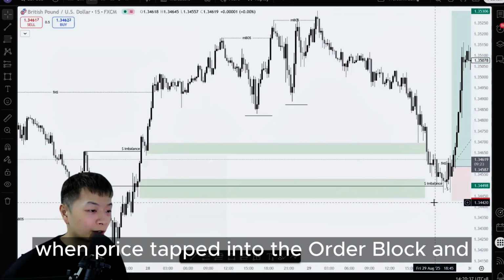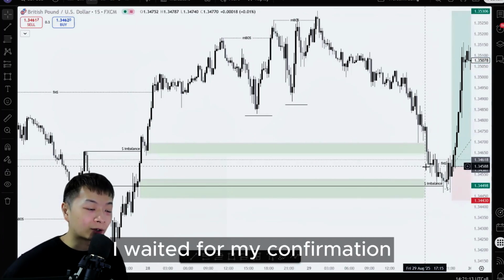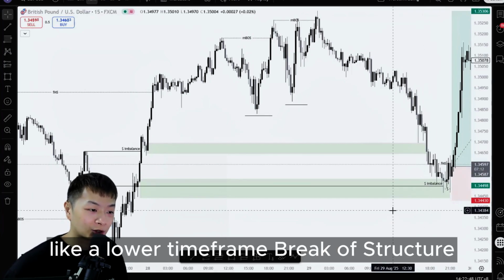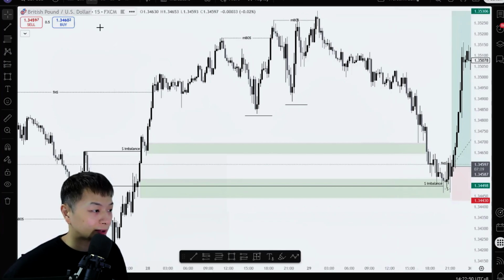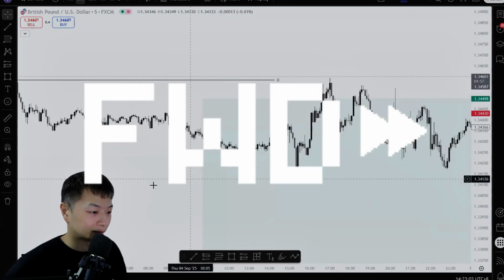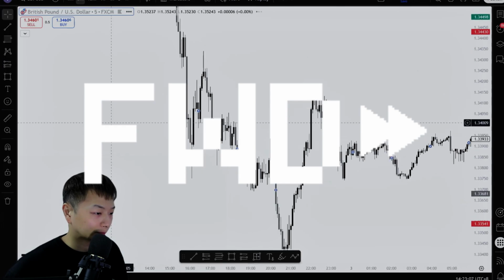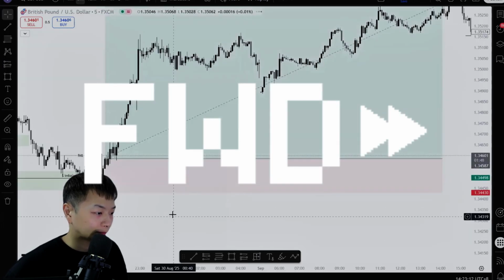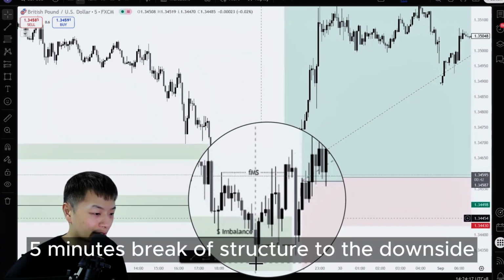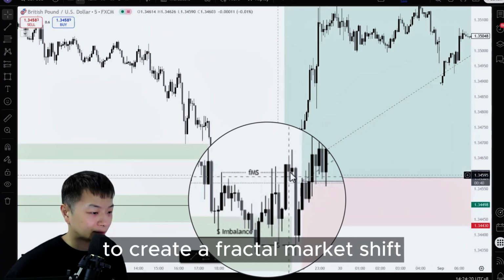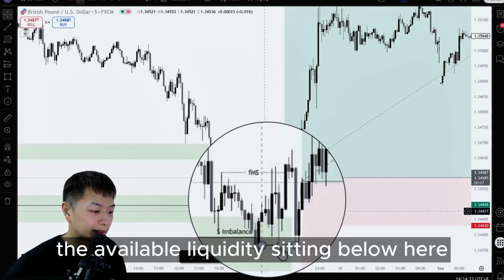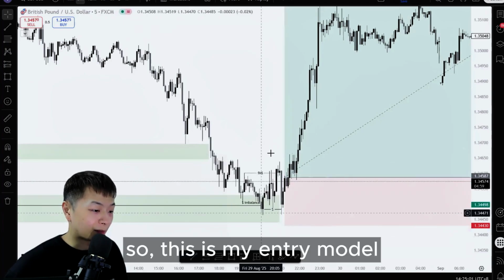When price tapped into the order block and filled the imbalance, I waited for my confirmation, or so-called entry model, like a lower time frame break of structure or fractal market shift. So in this example, I have to show you in 5-minute chart. So here is where you see the last 5-minute break of structure to the downside, and it came back up here to create a fractal market shift, and then it came back down to sweep the available liquidity sitting below here. So this is my entry model.